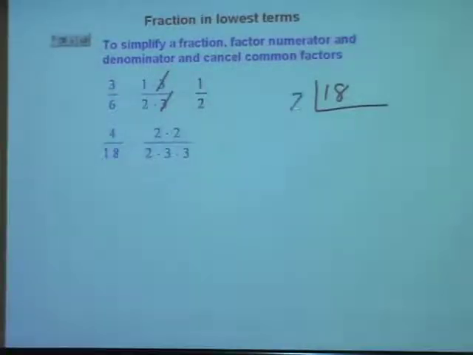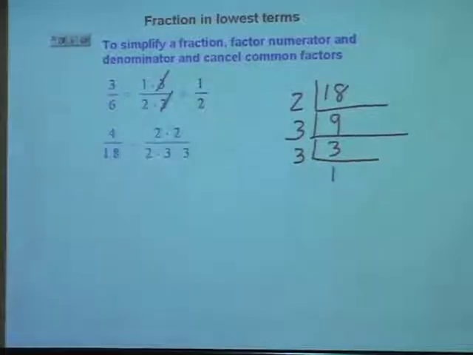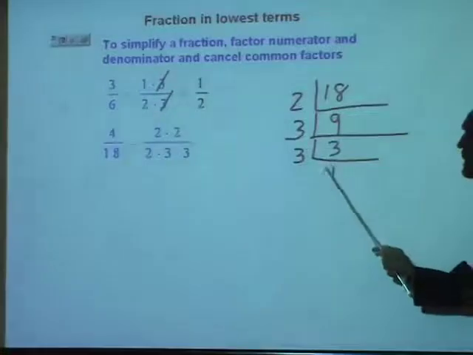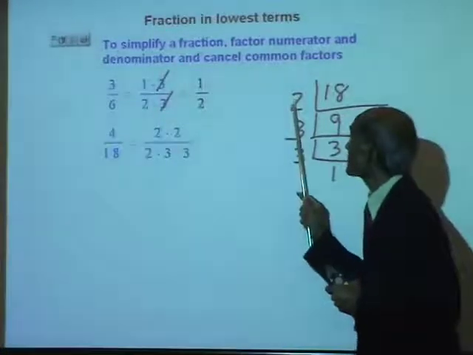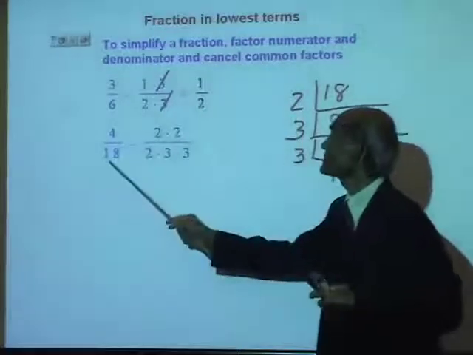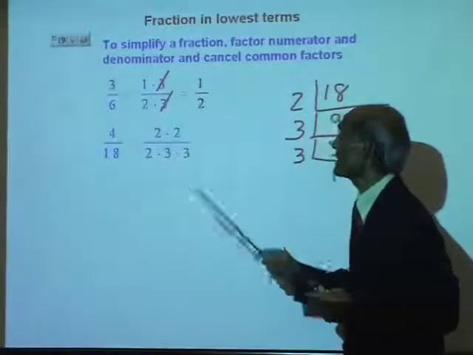And what is 18 divided by 2? It is 9. And can you divide 9 by 2? No. Next you try 3. Yes, 9 can be divided by 3. And 3 times 3 is 9. And 3 can only be divided by 3. And you got to continue dividing until you get a 1 there. And then your factors are picked like this: 2 times 3 times 3. 18 is 2 times 3 times 3.